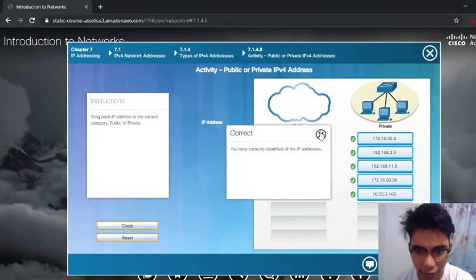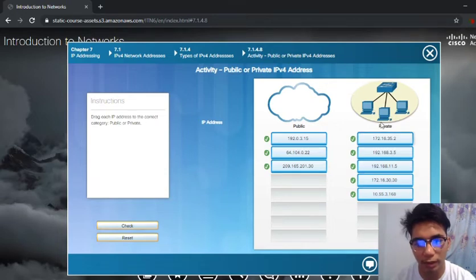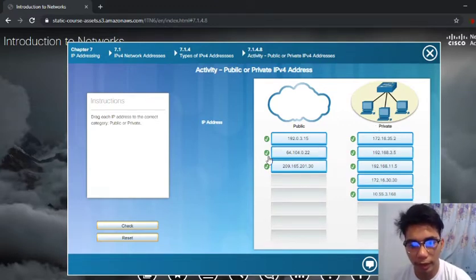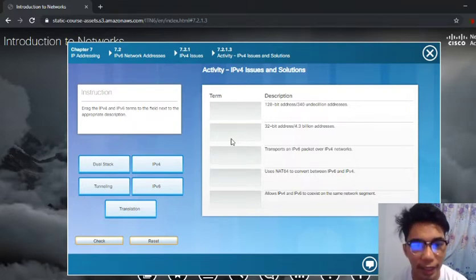As you can see, we're all correct. In private networks, the range is somewhat from 172 up to 192, and the public network just has a pattern like this. It has zeros and other stuff. And that's all. And this is the seventh activity of chapter 7, the IPv4 issues and solutions.